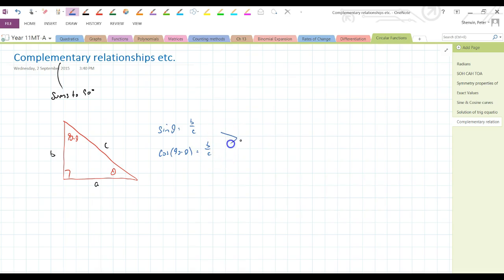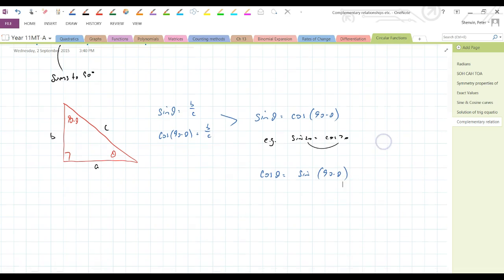So can we deduce from that that sine of theta will equal cos of 90 minus theta? Yes, we can. So for example, sine 20 will equal cos 70. You see that complementary relationship is that we can interchange these, for 10 and 80, and 5 and 85. So sine and cos have got that relationship. Sine theta equals cos of 90 minus theta, and vice versa. We'll also get cos theta equal to sine of 90 minus theta. Okay, so that's one result, the difference complementary result.